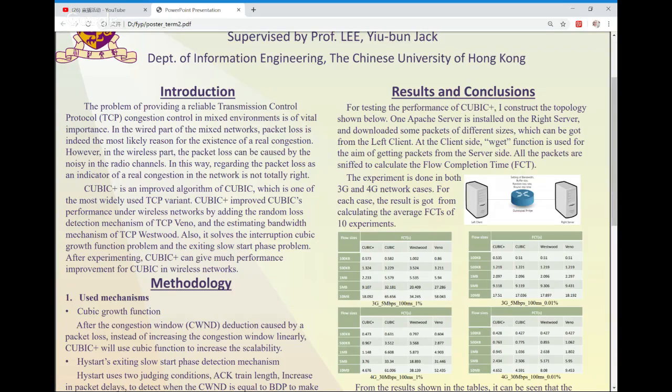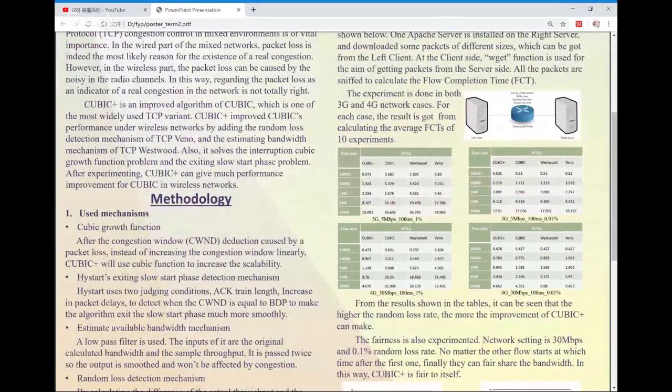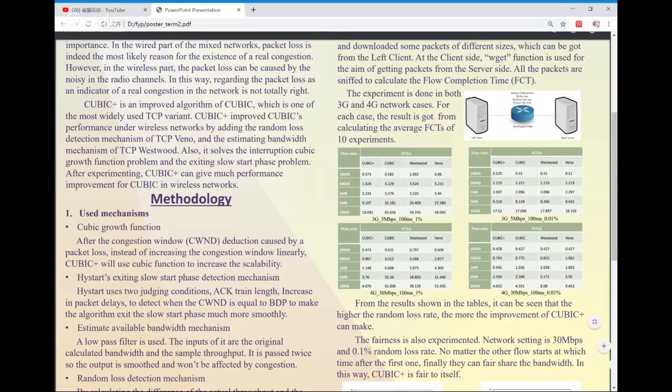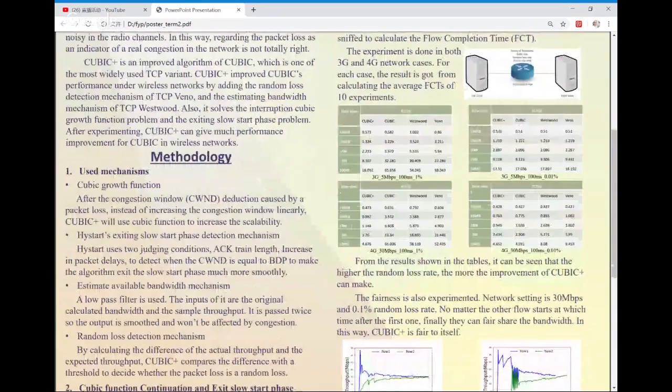I did these experiments mainly in 3G and 4G cases, and I tried different random loss rates. The results in the following tables are the average FCTs of 10 experiments. As you can see from these tables, the higher the random loss rate, the better the performance of CUBIC Plus compared with other TCP variants, since the average FCT is much less than the others. Also, my algorithm can really make some improvement in wireless networks.